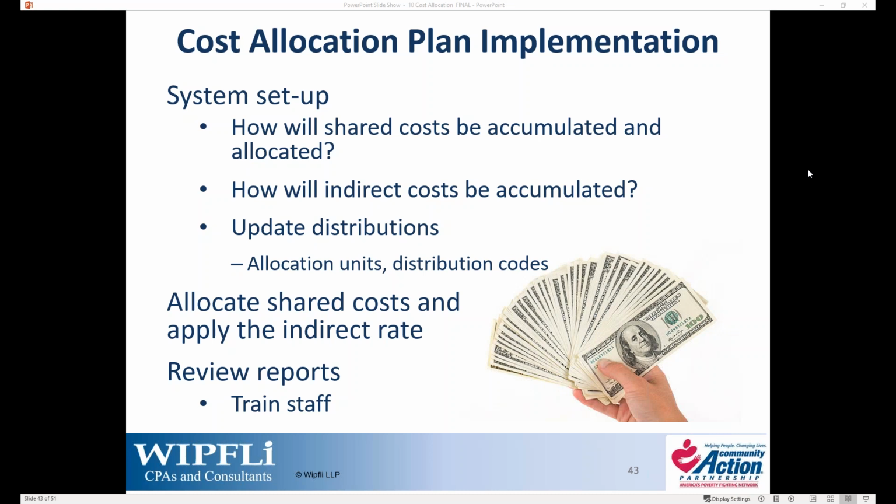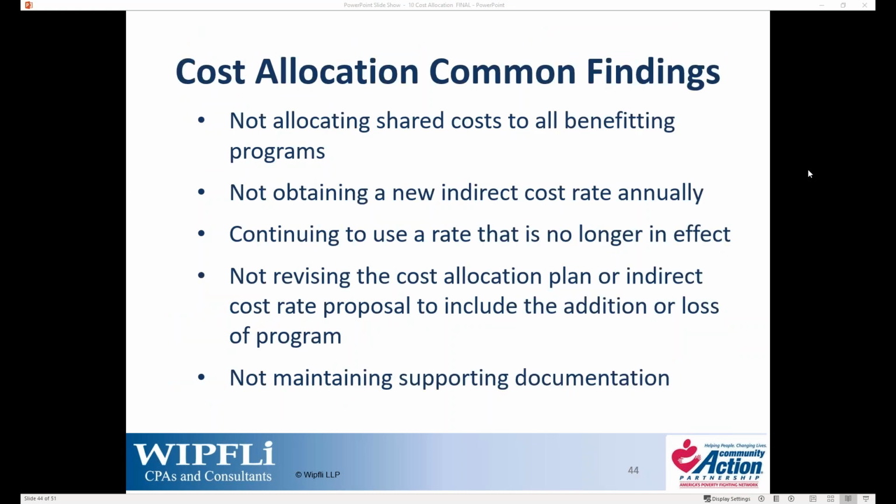And you want to make sure that your distribution methods are updated on a regular basis. How often do you check those allocations? And that should be documented in your policies and procedures as well. And make sure you're allocating shared costs using the indirect rate if you have one. And then make sure that you train staff to understand and know how your cost allocation plan actually works.